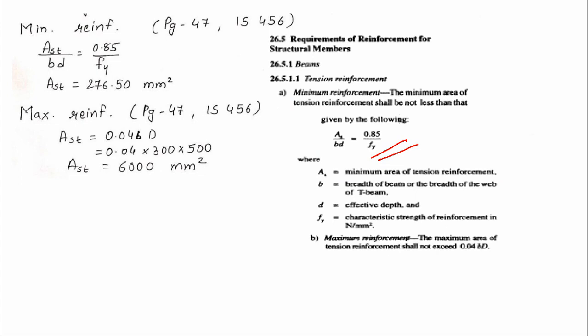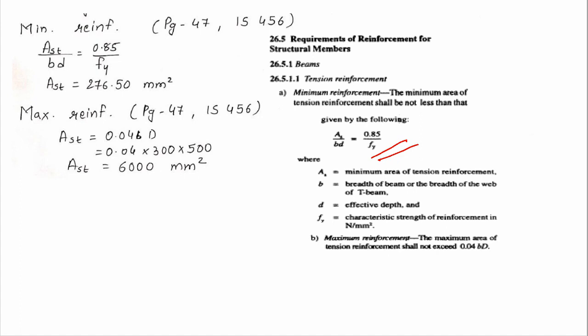Again, 99% of the things are mentioned in your IS code: equations, theories, everything. But it is important to practice and to know from which page number, which equations or which references we are taking. Clear? So again, keep in mind, this is a new page we will be dealing with. Now we need to find AS, that is area of steel.